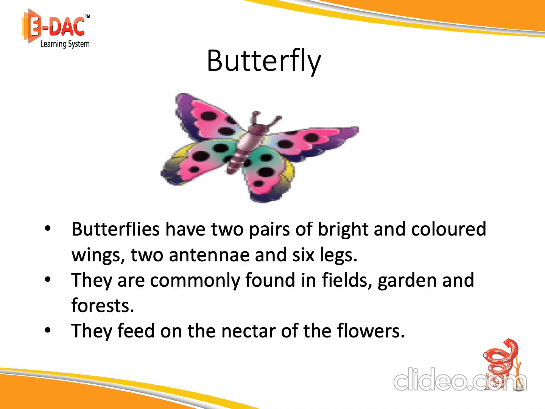Let's learn about a butterfly now. Butterflies have two pairs of bright and colored wings, two antennae, and six legs. They are commonly found in fields, gardens, and forests. They feed on the nectar of the flowers.